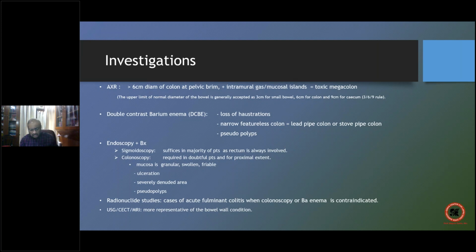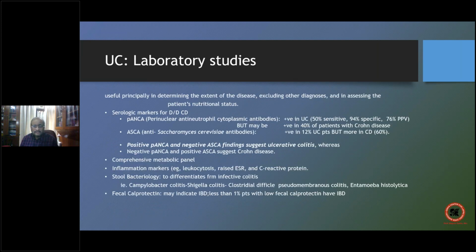Now, does the ultrasound, CT, MRI help? It does help in the form of demonstrating the bowel wall condition, the bowel wall gas, and tells you about the degree of distension. The laboratory studies are basically just used to help you to decide on the extent of the disease, and number two, for a differential diagnosis and the nutritional status of the patient.